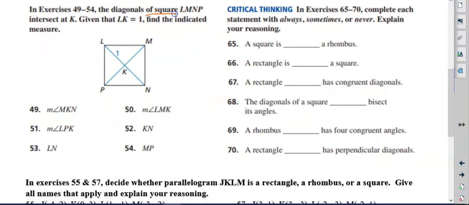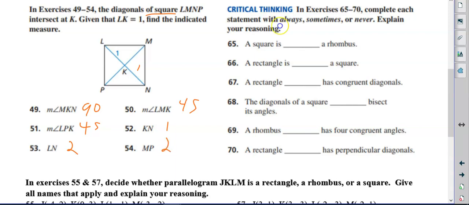Okay, now notice we have a square. So MKN is going to be 90 because the diagonals are perpendicular. LMK is going to be 45, half of 90. Okay, LPK again is splitting the 90, so that's 45. KN, well, if this is 1, this is going to be 1. LN is 2. And MP is going to be the same because diagonals are equal.